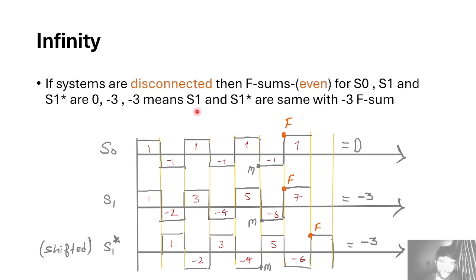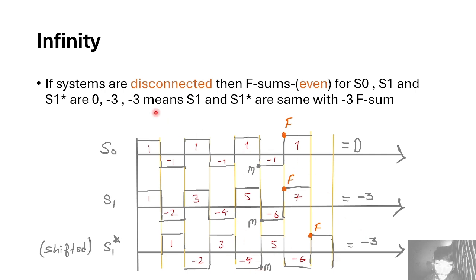Now we'll consider a system that is disconnected. If the system is disconnected and you want to find the f sum which is even, the f marker will be at even position, right? In both cases, for S1 at even position and for S1 star shifted, the f marker will be shifted as well, right? Because only then the sum will be the same. If the system is disconnected, then the sum will be the same, right?